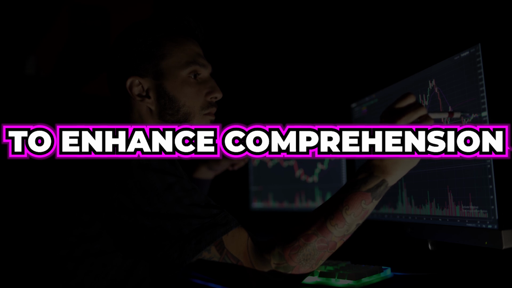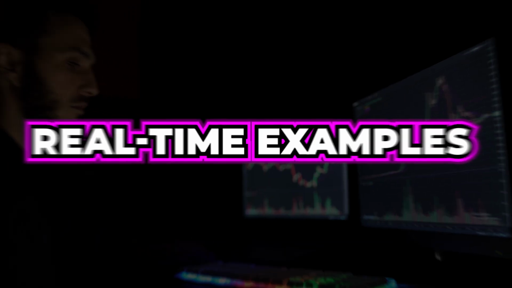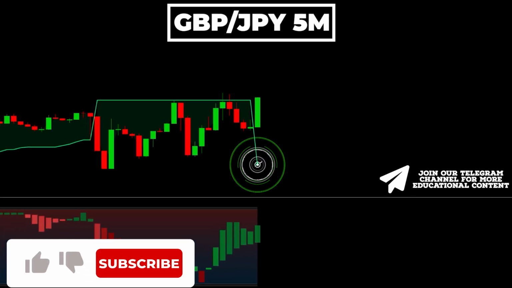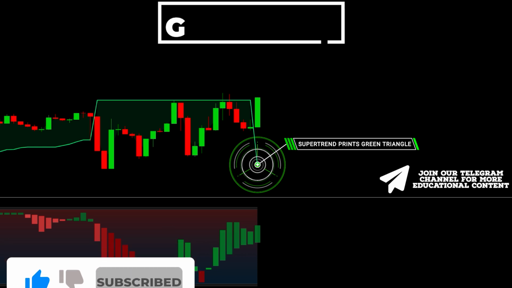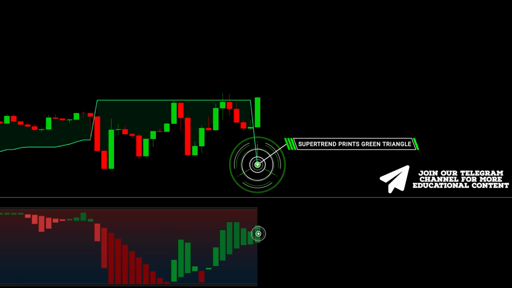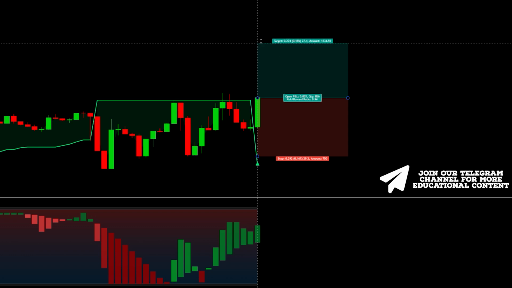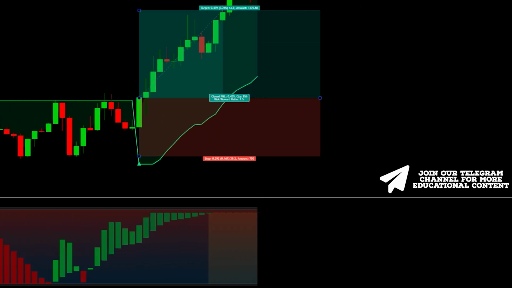Currently, to enhance comprehension of all the trading rules, let's examine complete real-time examples. Here's pound yen, a 5-minute time frame. First, we can see that the supertrend line is green and a green triangle appears, giving us a buy signal. Moving on, the momentum bar is colored green as well. We place a stop slightly below the recent low and set the take profit at an RR ratio of 1.5 to 1. Voila, the take profit was hit.